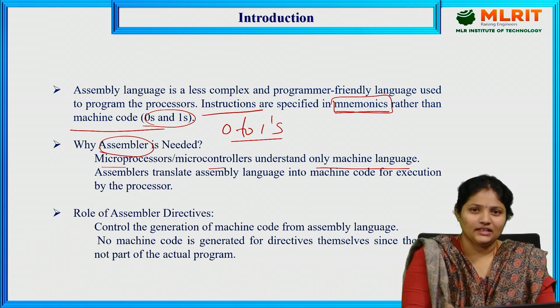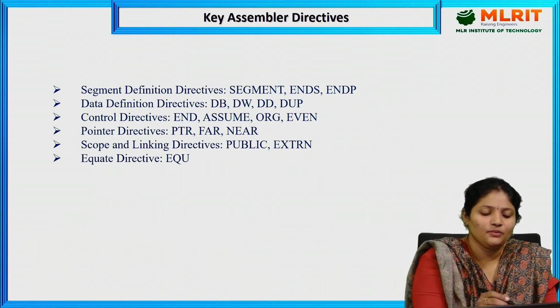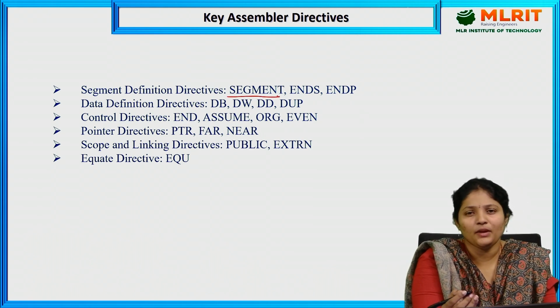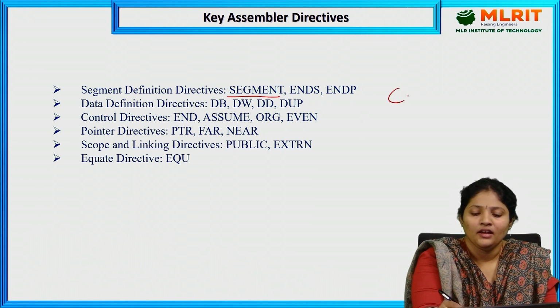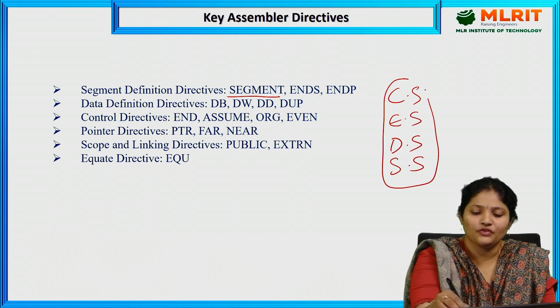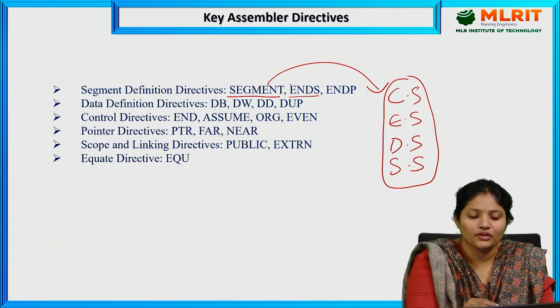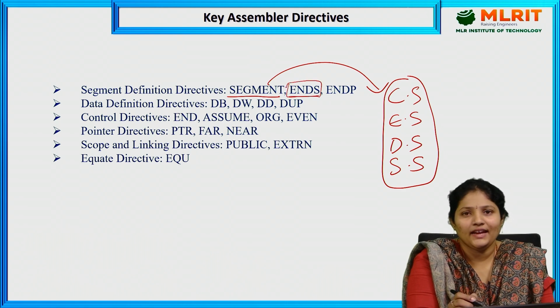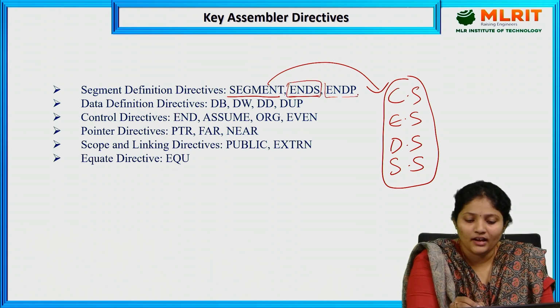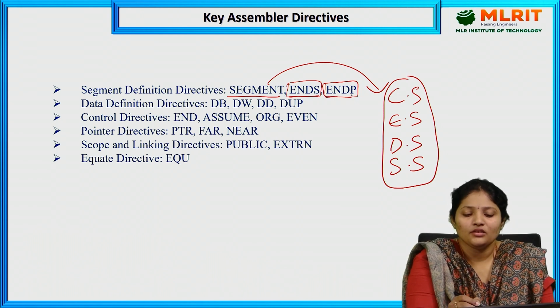Coming to the directives, there are segment directives, which are used to define the segments. Here the main memory is divided into code segment, extra segment, data segment, and stack segment. To specify these segments, we use segment directives. If we start a segment, we need to end that particular segment, so to end it we use ENDS. And to end a procedure or subprogram, we use ENDP.